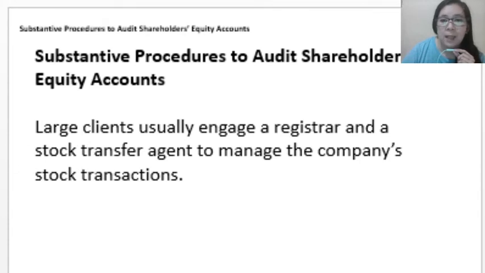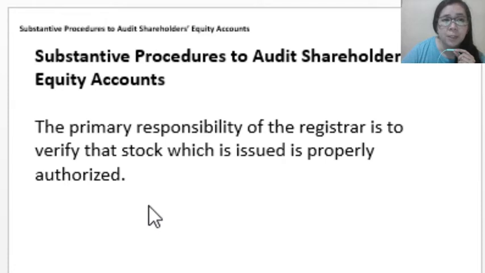stocks. The primary responsibility of the registrar is to verify that the stock which is issued is properly authorized. Again, only the authorized number of shares should be the maximum number of shares which the entity should issue. If they want to extend or increase the number of authorized shares, then they should apply for it from the proper authority, and with the approval also of the board of directors.